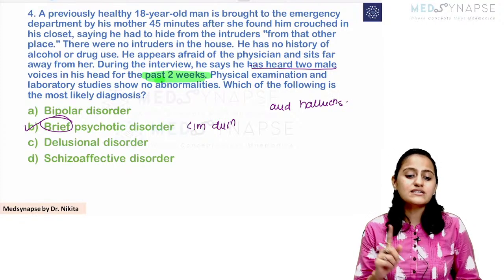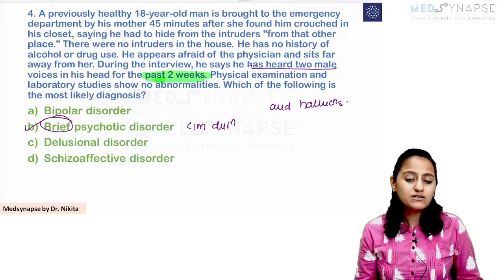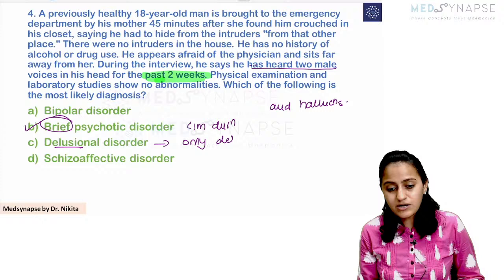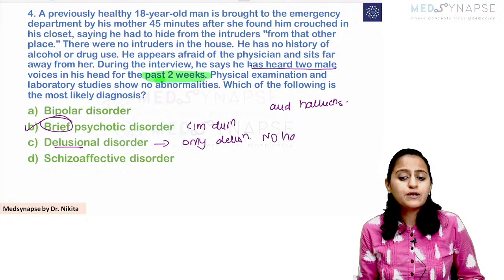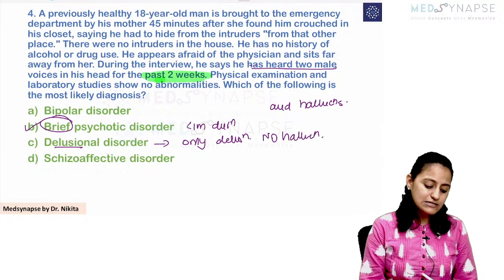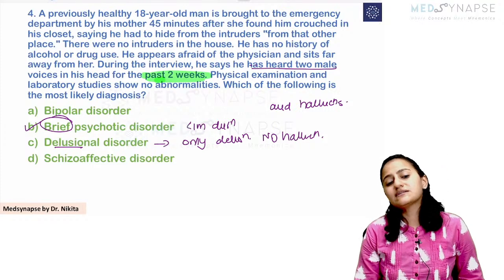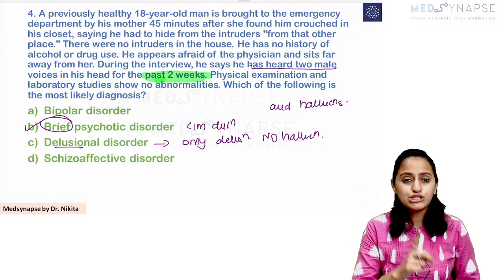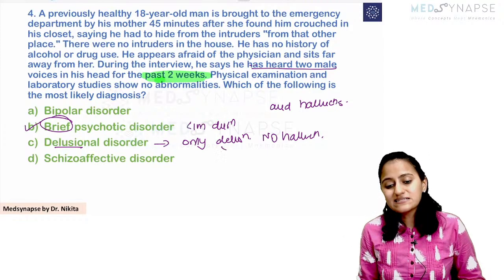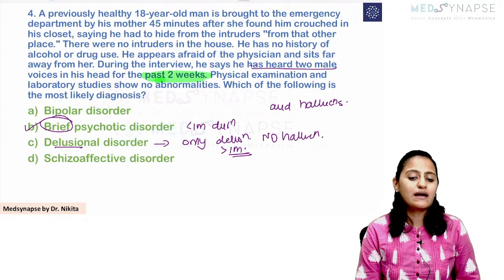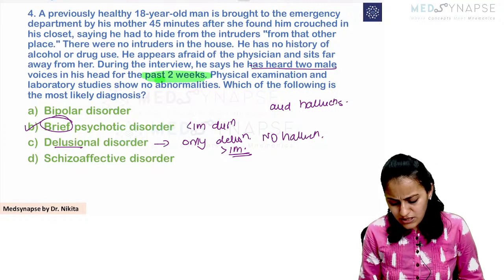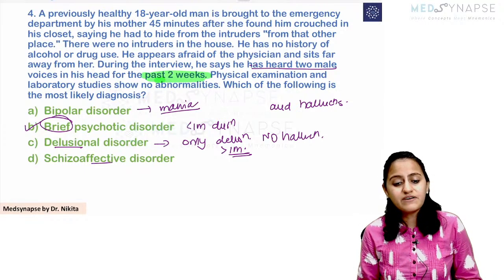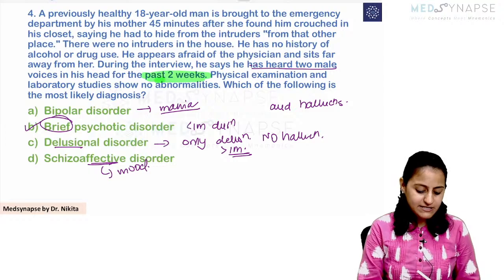So when the hallucinations are present, which of these options is ruled out? Delusional disorder is ruled out. Delusional disorder has only delusion, no hallucinations. It has been asked in one of the recent FMGE exams also. Delusional disorder is only delusion, no hallucination. At least 1 month is the duration that we have there. Bipolar disorder will have depression and mania symptoms. Schizoaffective, affective means the mood also is affected here.